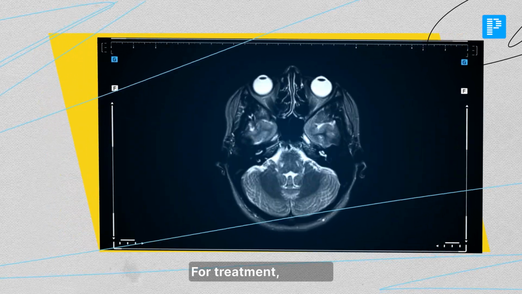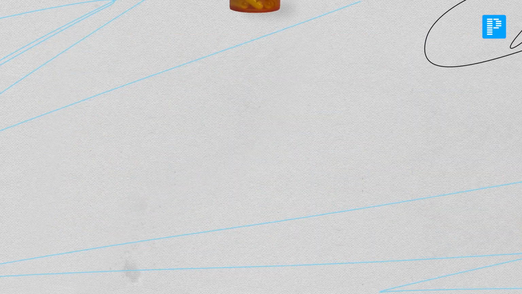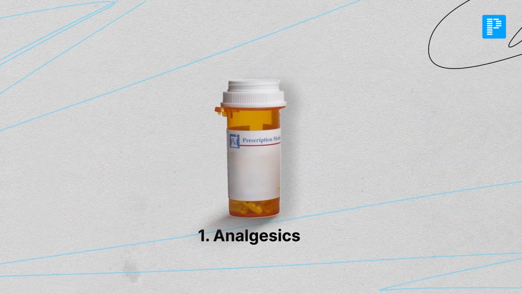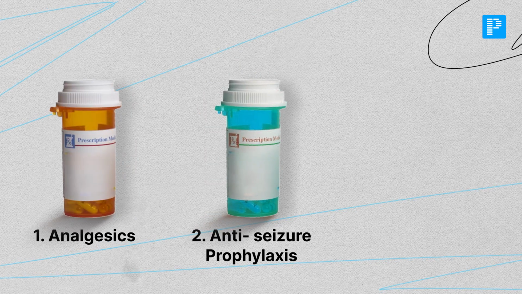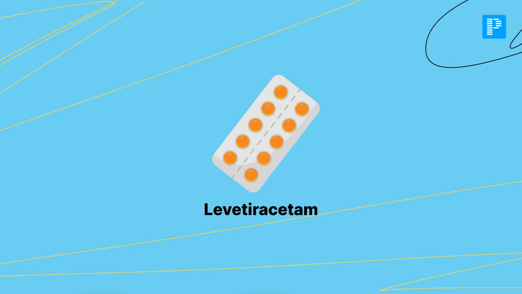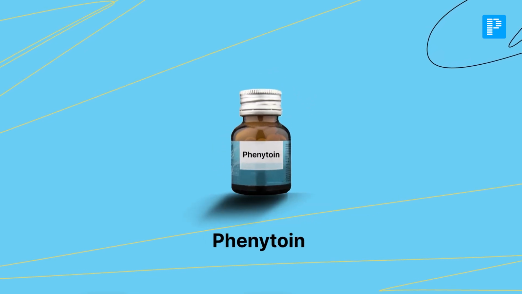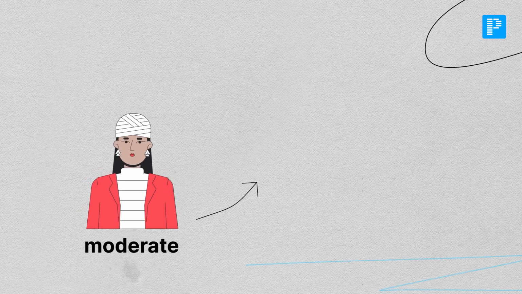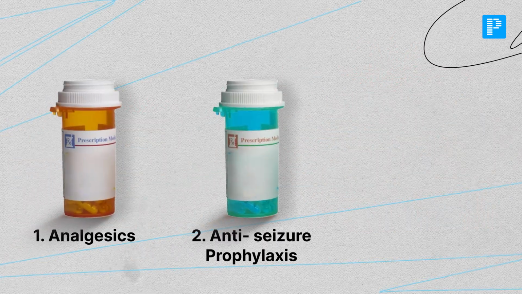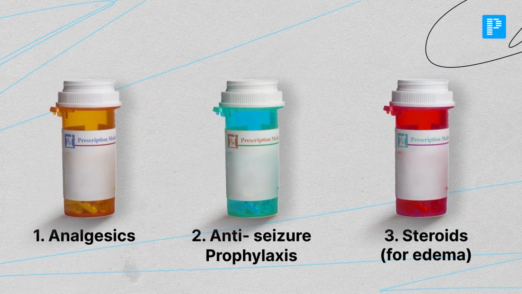For treatment, you can administer: 1. Analgesics for pain management. 2. Anti-seizure prophylaxis, loading doses of levetiracetam, typically 1 gram IV, or phenytoin for patients at high risk of seizures, especially with moderate to severe head injuries. Number 3, we can give steroids for edema.